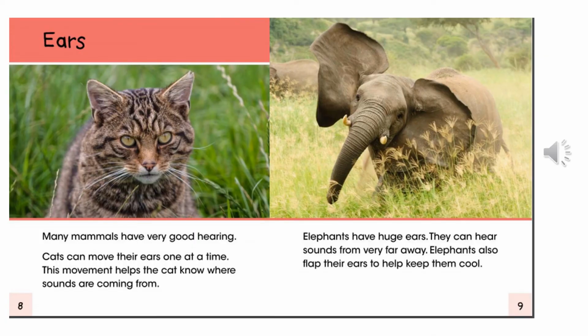Ears. Many mammals have very good hearing. Cats can move their ears one at a time. This movement helps the cat know where sounds are coming from. Elephants have huge ears. They can hear sounds from very far away. Elephants also flap their ears to help them cool.